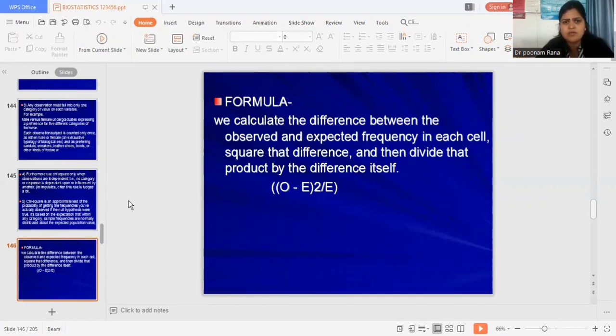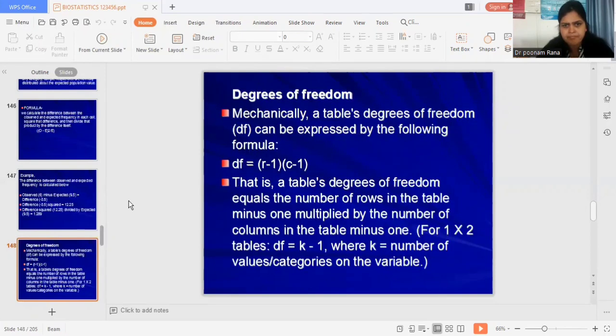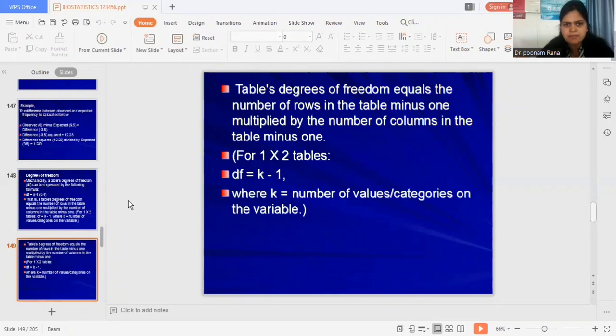So this is how we have to calculate it. This is the example. I already gave you the example.